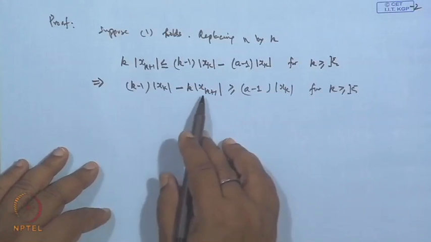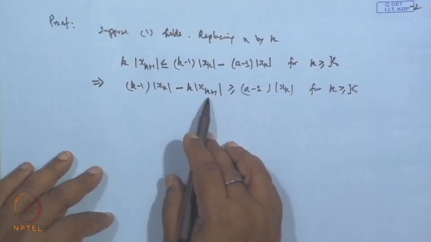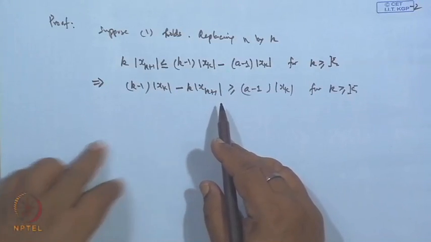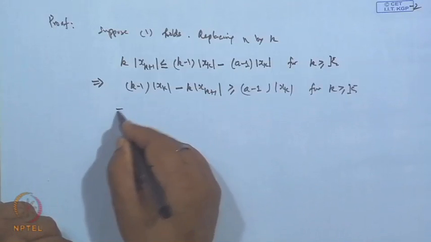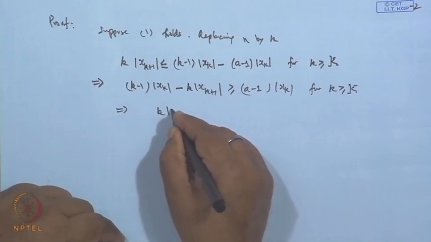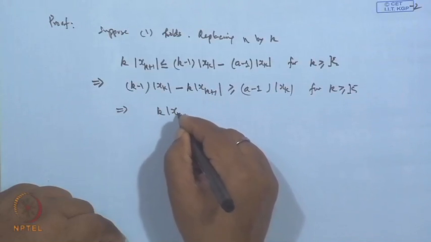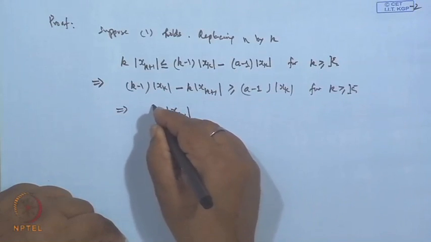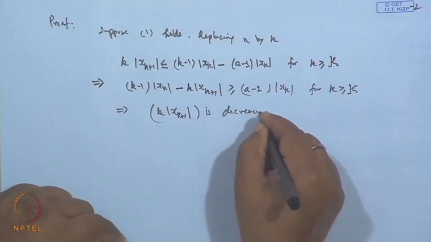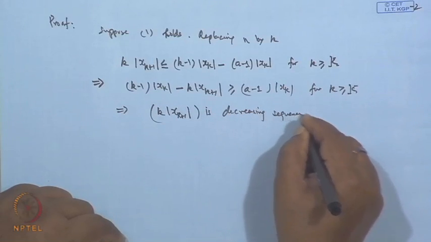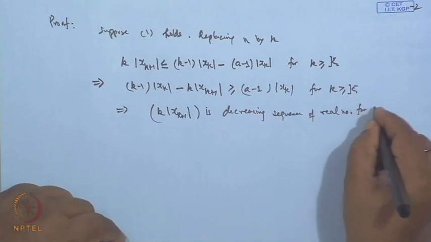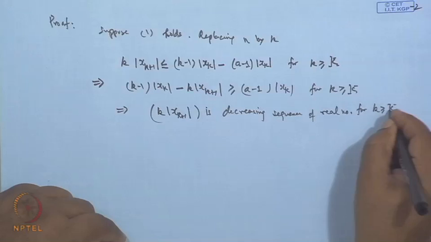So, what does this show? This shows that k times |x_(k+1)| is a decreasing sequence. So, this implies that the sequence k into |x_(k+1)| is a decreasing sequence of real numbers for k greater than or equal to capital K.